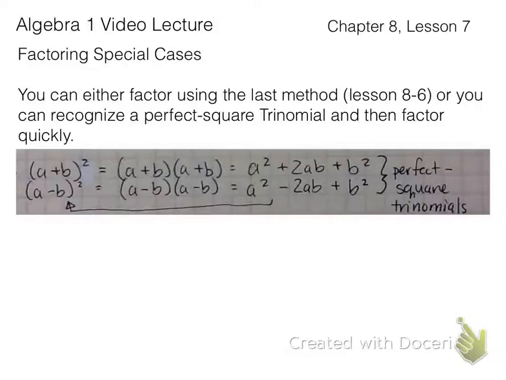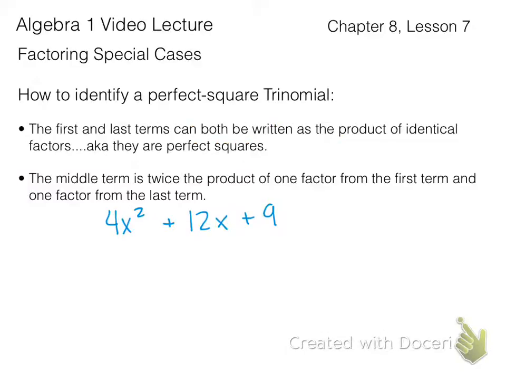Okay, so let's go ahead and take a look. And again, we're just going backwards from lesson 4 of chapter 8. Okay, so here are the steps for how to identify a perfect square trinomial. First and last terms, in this case 4x squared and 9, can both be written as the products of identical factors. So that would be 2x and 3. 2x times 2x is 4x squared, and 3 times 3 is 9. There you go. So that's part 1.